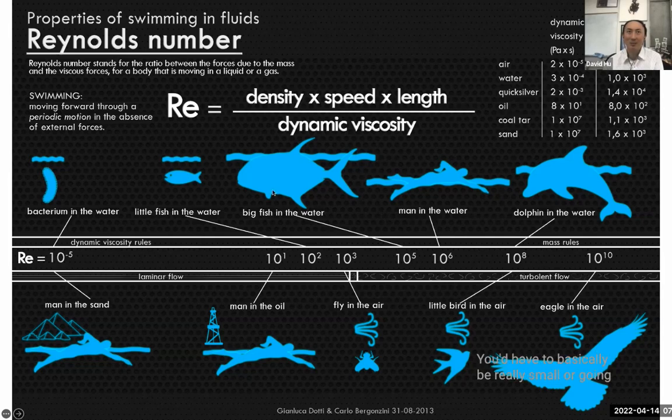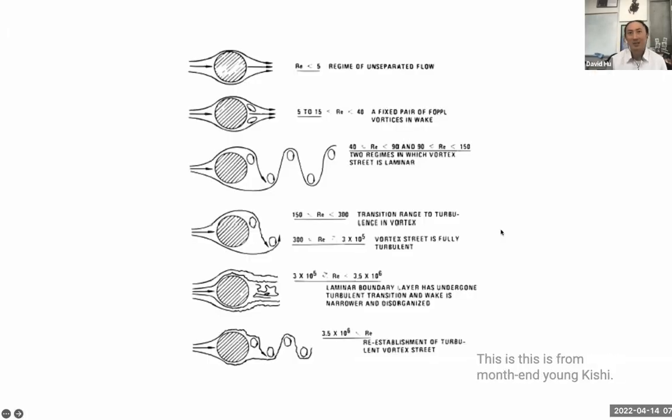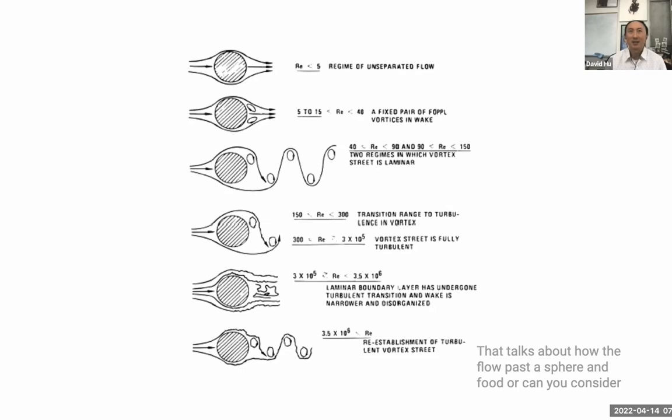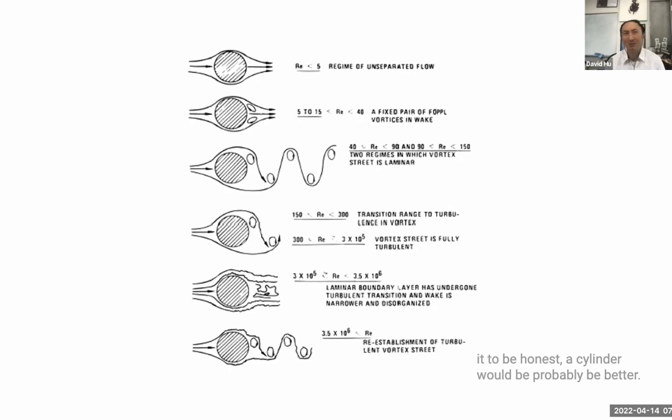You'd have to basically be really small or going through molasses to deal with low Reynolds number. The higher the Reynolds number is, the less predictable and laminar the fluid streamline patterns are. That's shown by this case. This is from Van Dyke's album of fluid motion, which talks about the flow past a sphere in a fluid, or, to be honest, a cylinder would probably be better because it's two-dimensional. It's quite laminar when the Reynolds number is low.